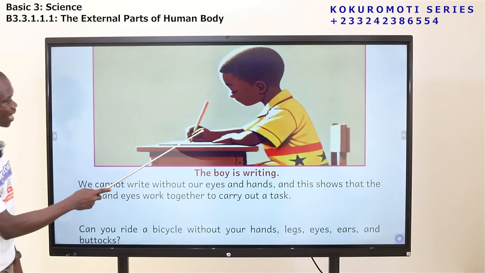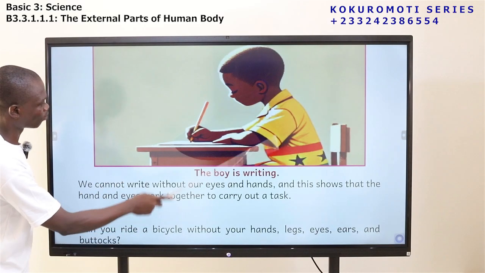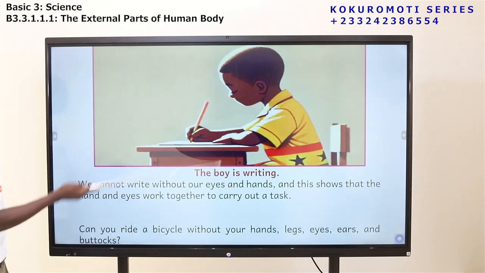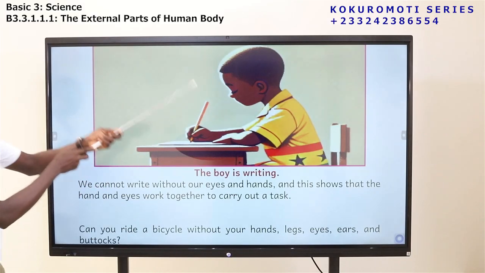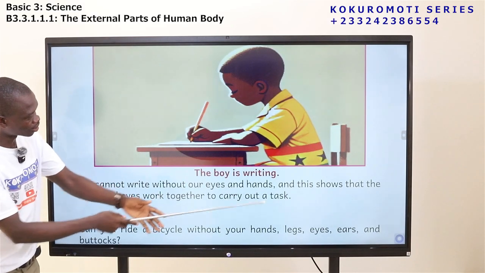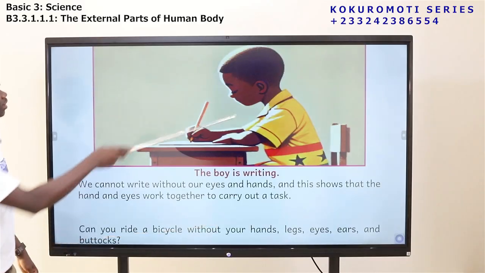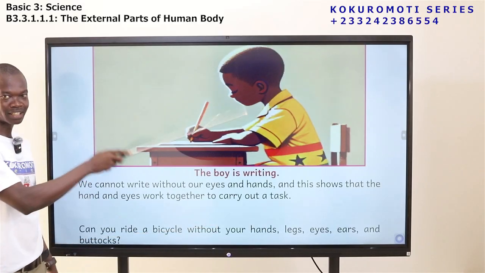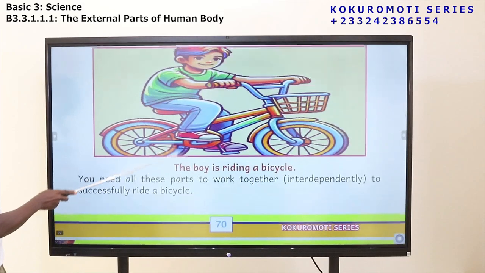Okay, so you can see the hand, we have the eyes, the boy is sitting. So the boy is using what? The eyes, the hand, the bottles, and then which part? Even the head. The neck is supporting what? The head.